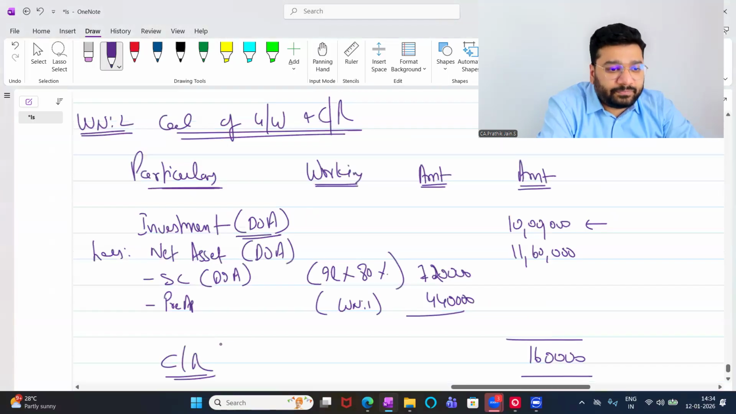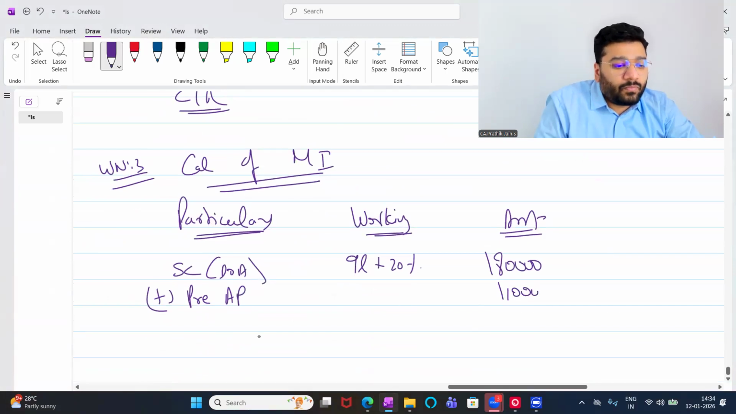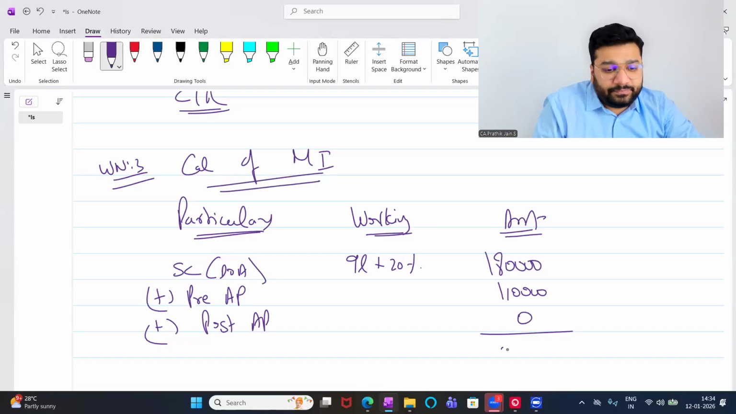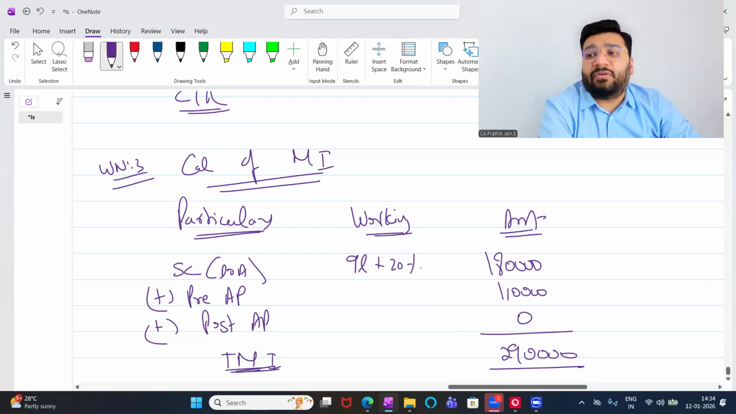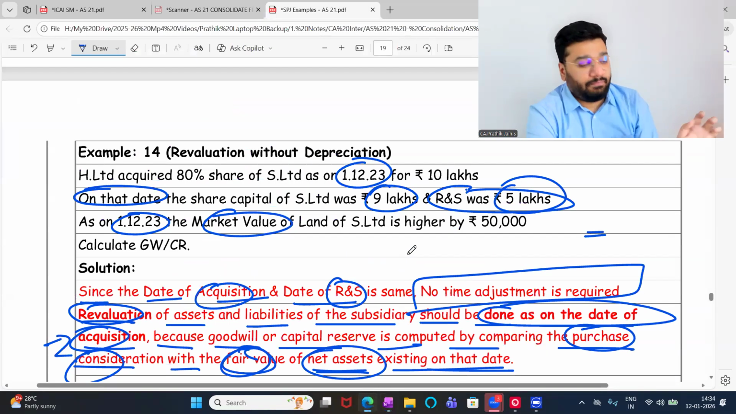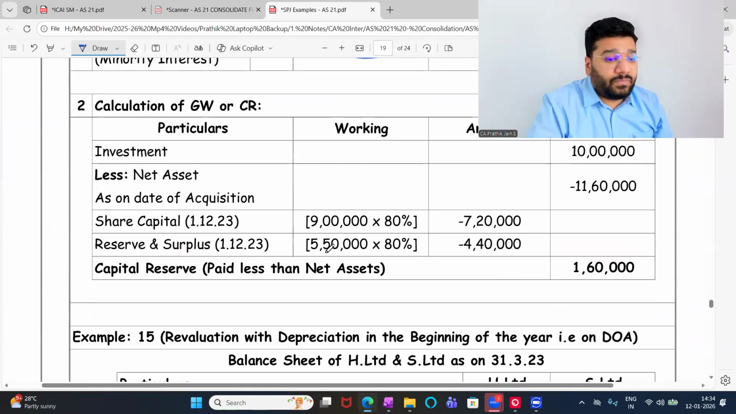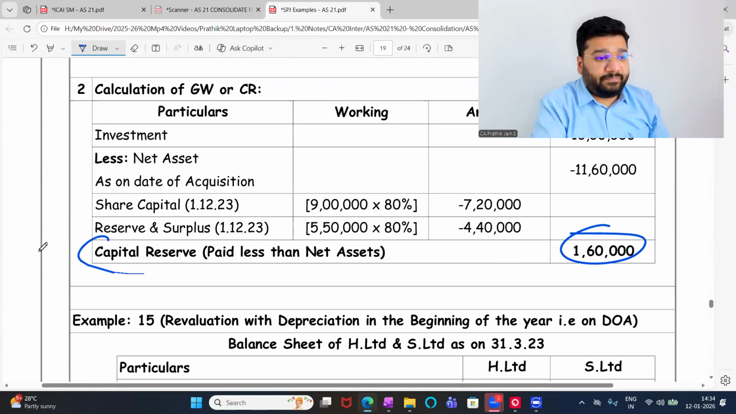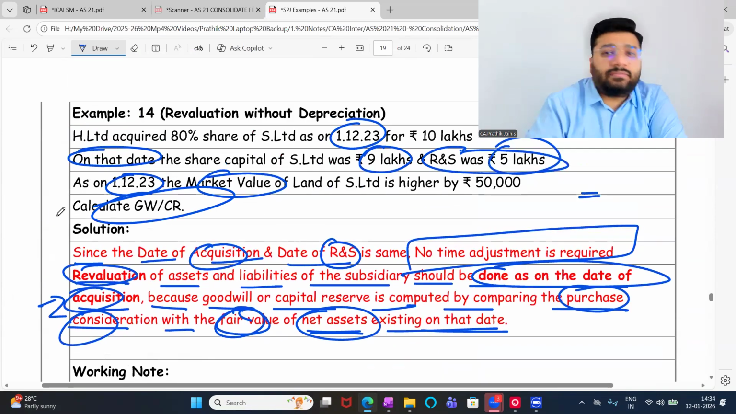Then pre-acquisition profit, how much is it? Coming from the AOP, 1,10,000. Add post-acquisition profit, which is 0. Total how much? 2,90,000. This is total minority interest as on the date of acquisition. 440, 110. Capital reserve, 160. Minority interest, I didn't calculate. It's okay, we got it. Here they've asked only goodwill and CR, but we did minority interest also.